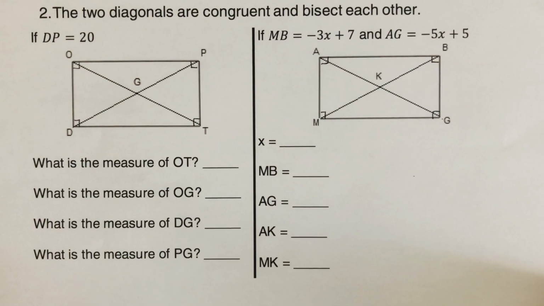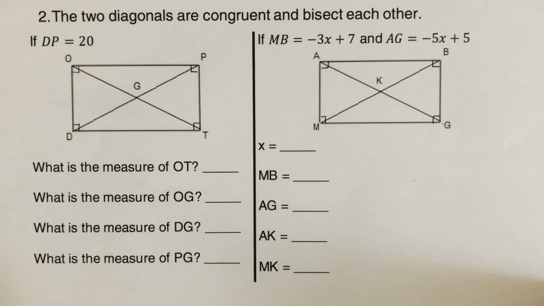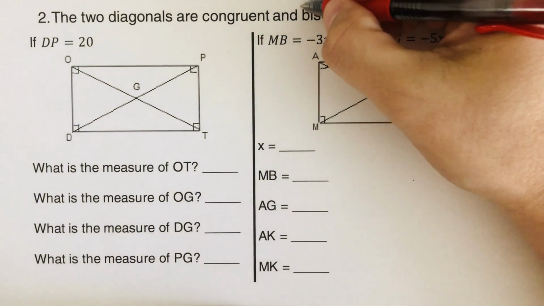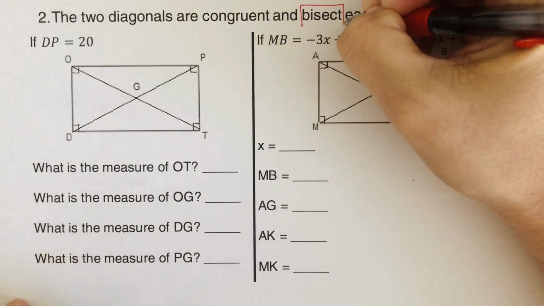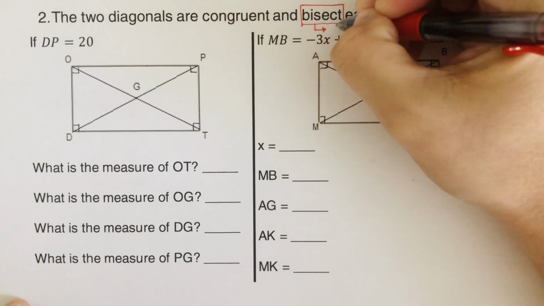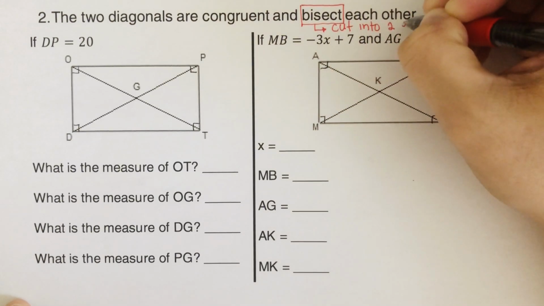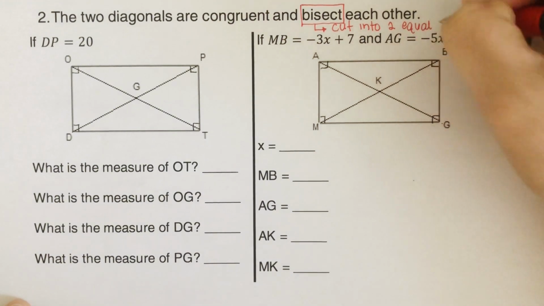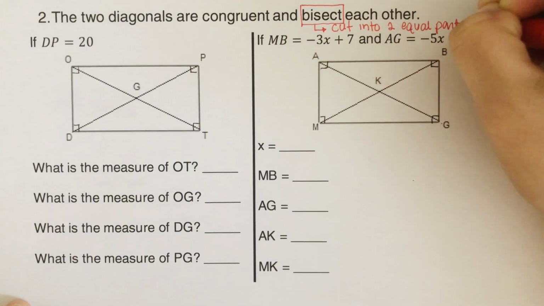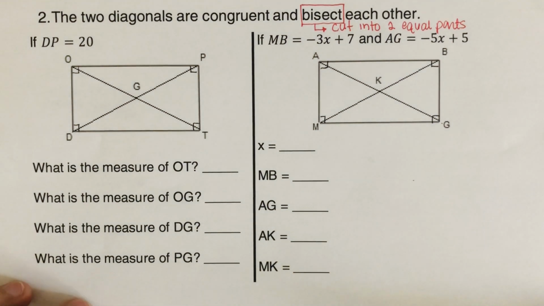Again, I would like to define the word bisect. Bisect means it was cut into two equal parts. So the two parts that have been cut are equal to each other. So that's what we mean by the word bisect.